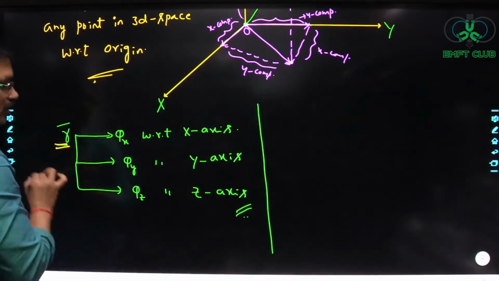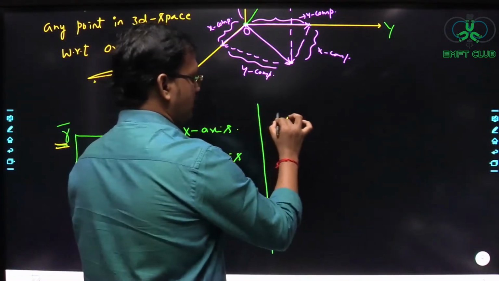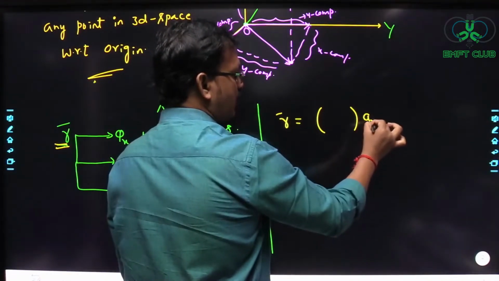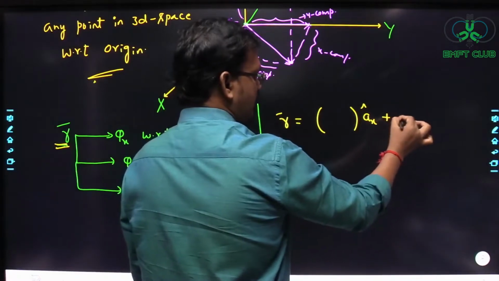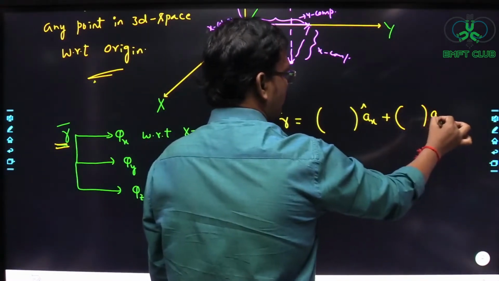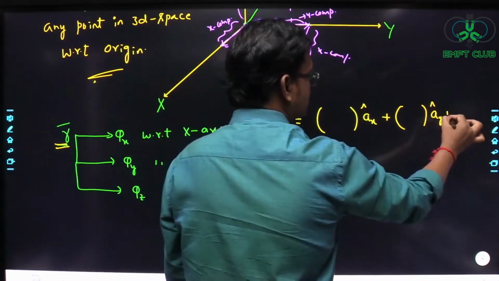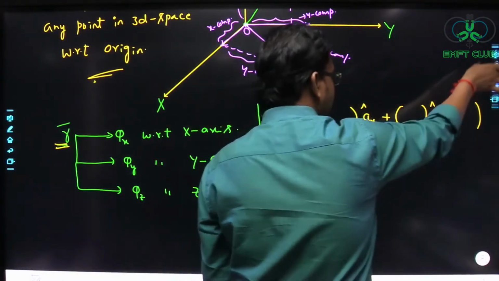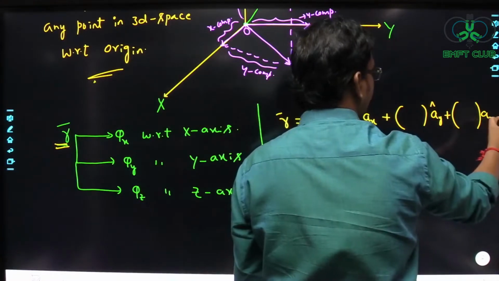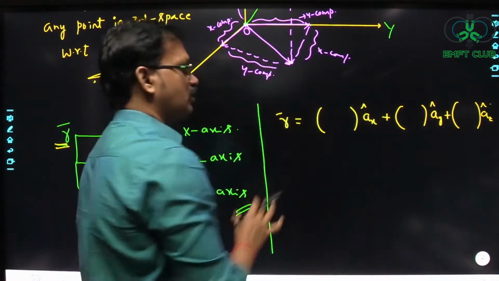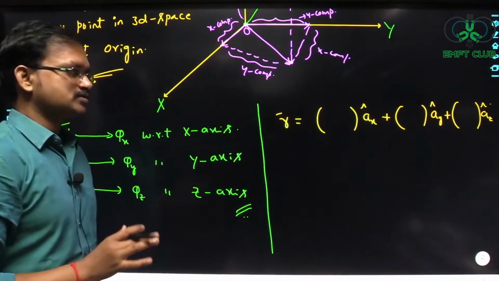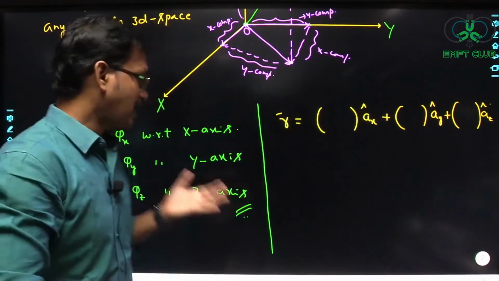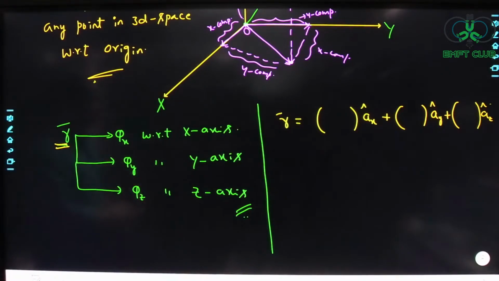Similarly here, r bar. So this r bar is going to have an x component, which is all pointing in the x direction, right? Next you are going to have a y component, that is pointing in the y direction. Next you have a z component, that is going to point in the z direction. Now what I am asking here is you have to write the x component, y component and z component in terms of angles.